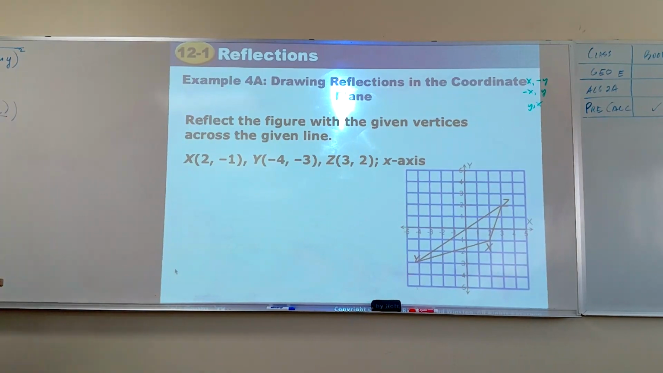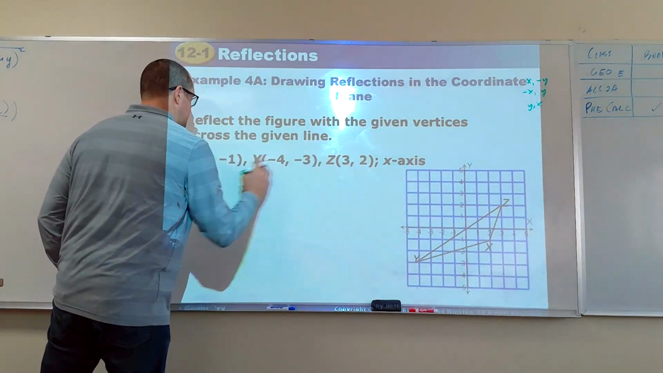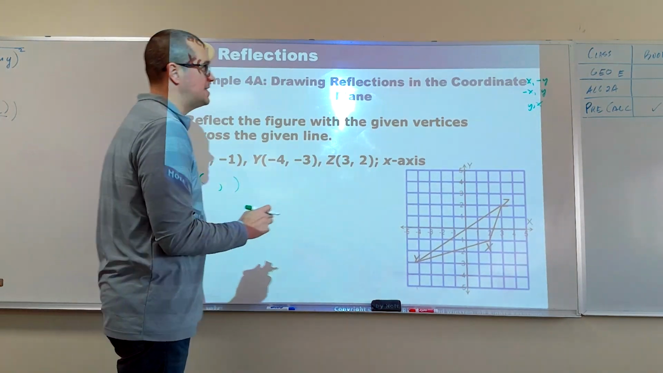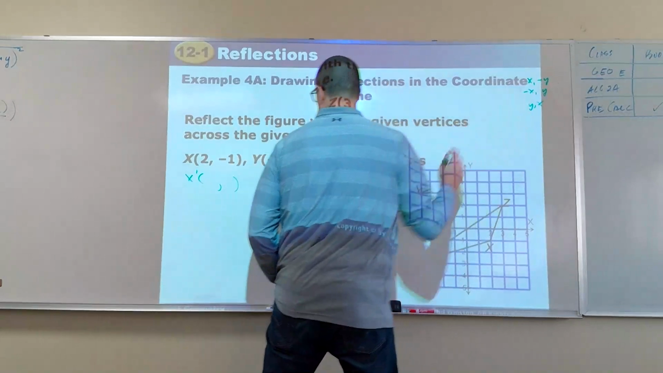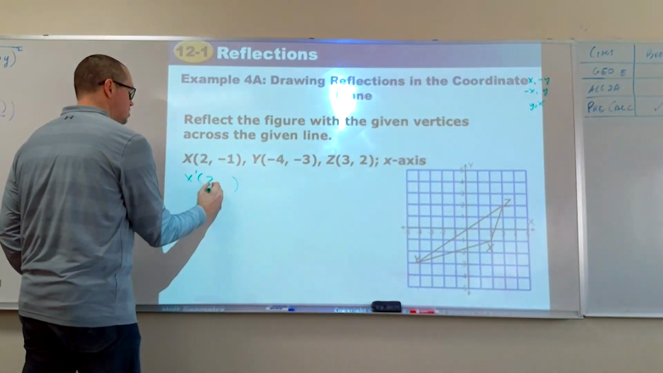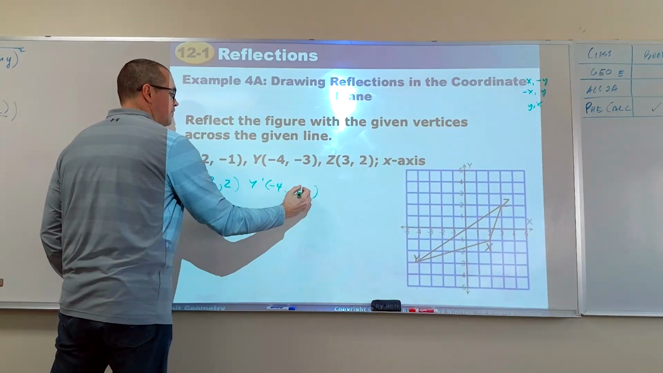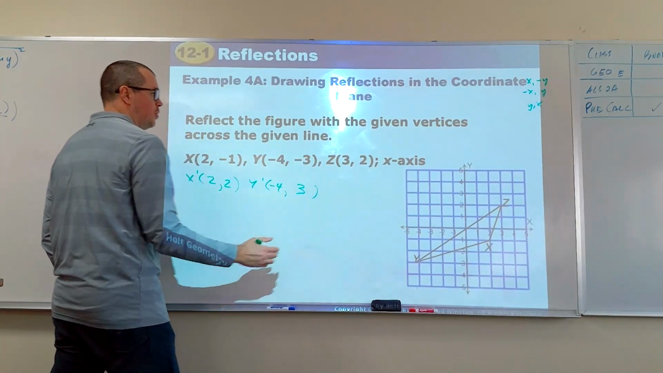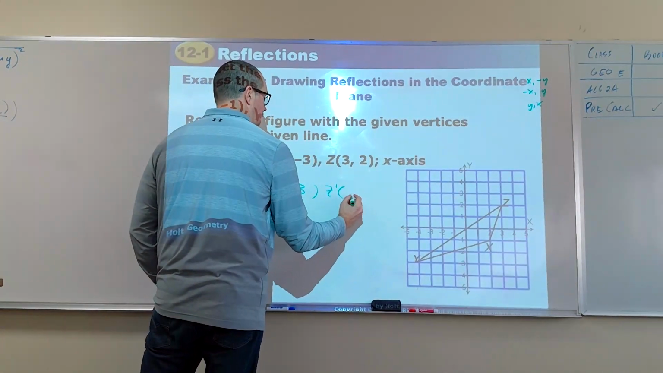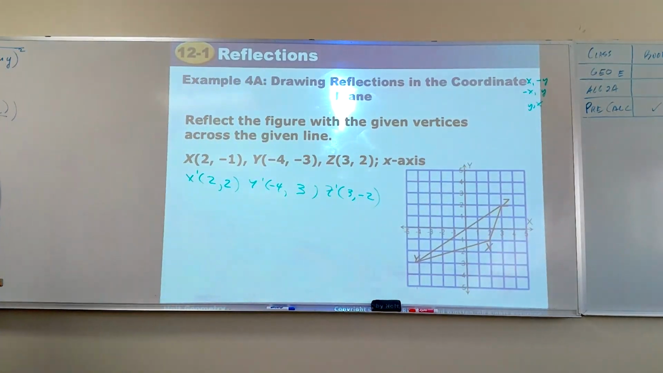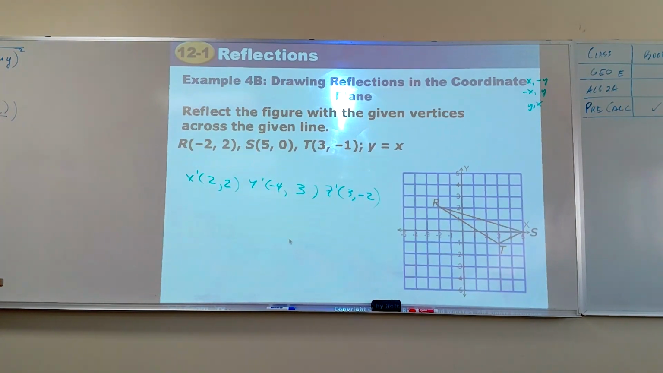So, if I want to reflect this across the x-axis, x prime would be, so I go to x-axis, which is (x, opposite y). So it becomes (2, 2). Y prime becomes (-4, opposite y would be 3). Z prime becomes (3, -2). That's it. Then you could plot the points, and that's what it would look like if you did that. Okay? Let's try that again.